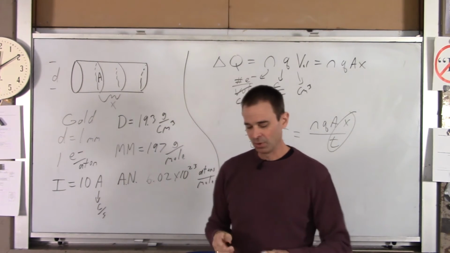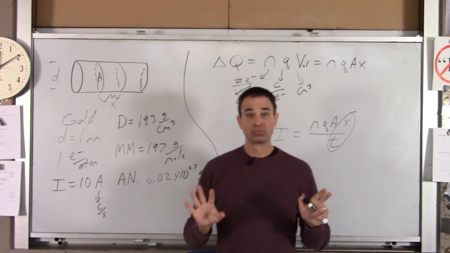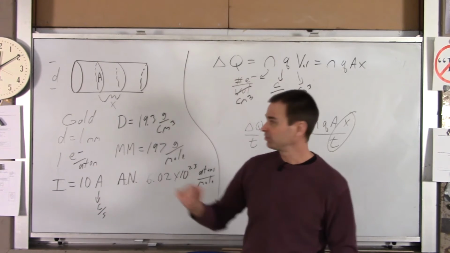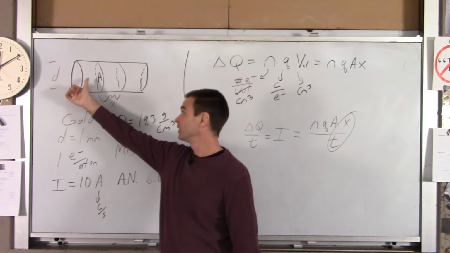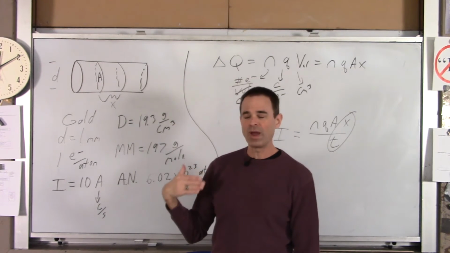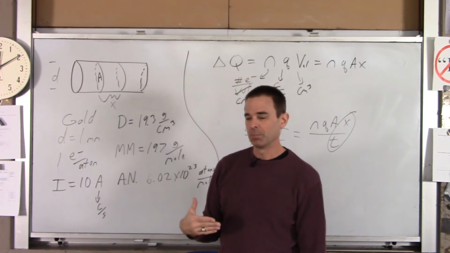Now, I'll make a quick note on that. This is what we call the drift velocity of the electrons. That's the overall average velocity they have as they drift from left to right or right to left. They actually move way, way, way faster than this, but they bounce around.